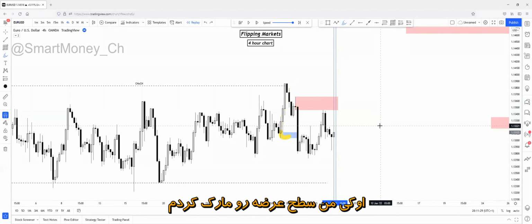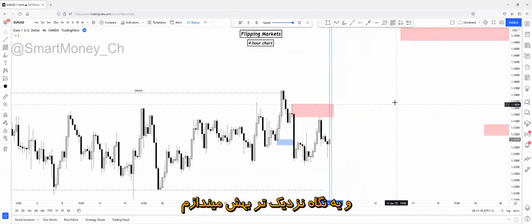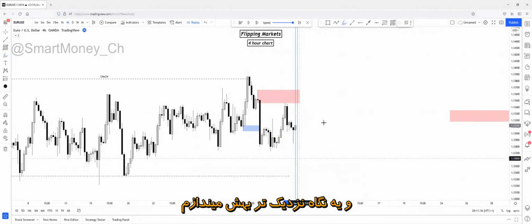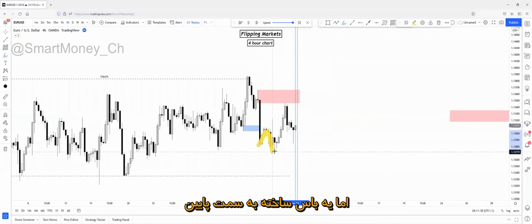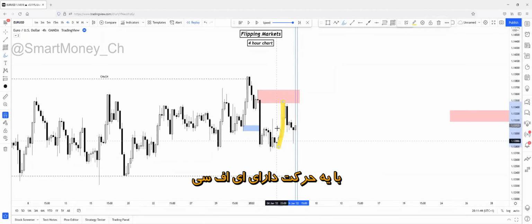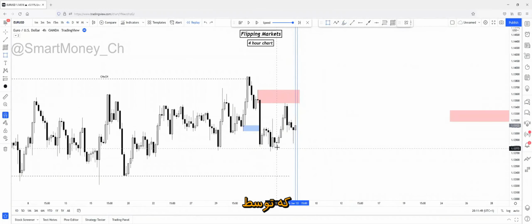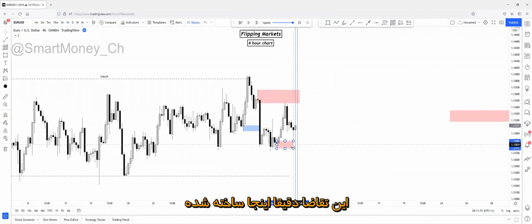So, okay, I marked out this supply zone, and if I take a closer look, you can see that price created a pullback here, created a break of structure to the downside, and after the break of structure, it created a change of character to the upside again with another inefficient push. So basically, here's another change of character again, which was caused by this demand zone right here.